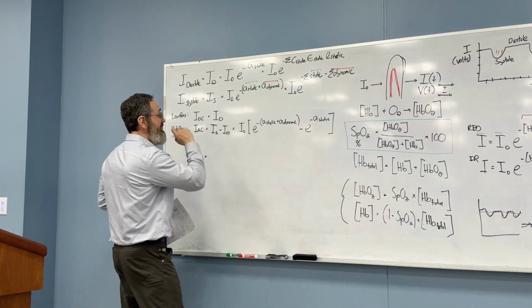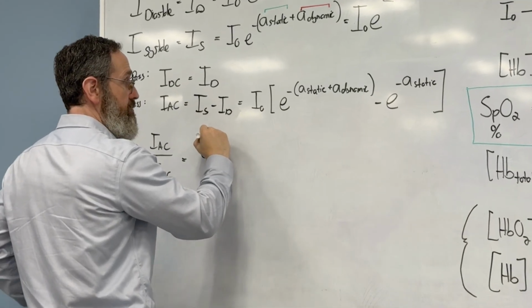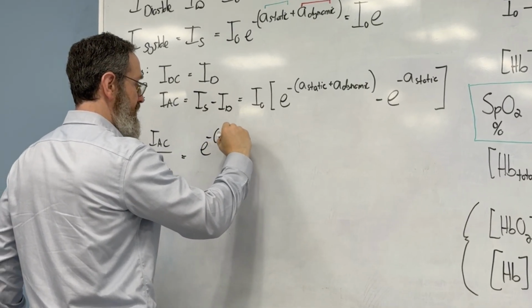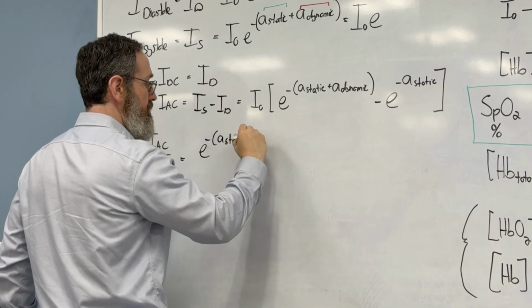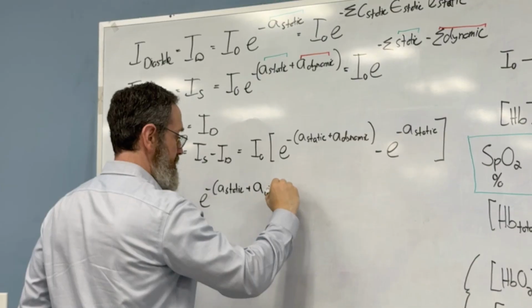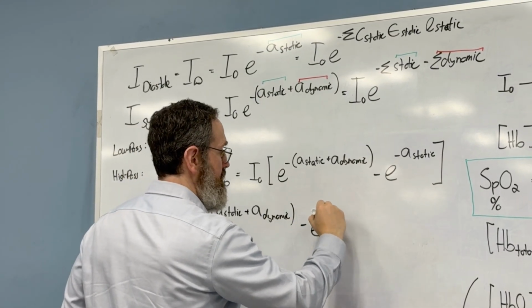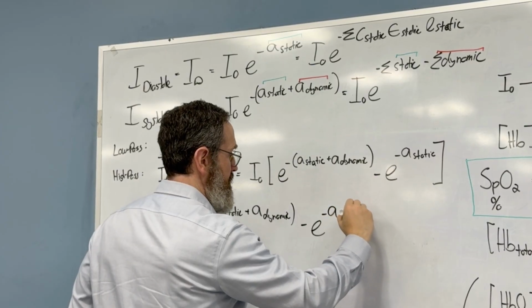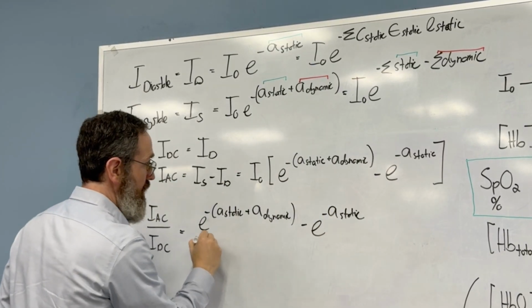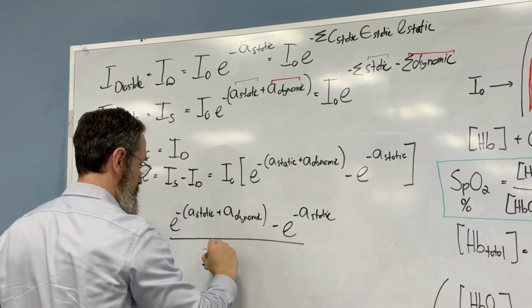And what I would get is e to the minus a static plus a dynamic, minus e to the minus a static, over e to the minus a static.